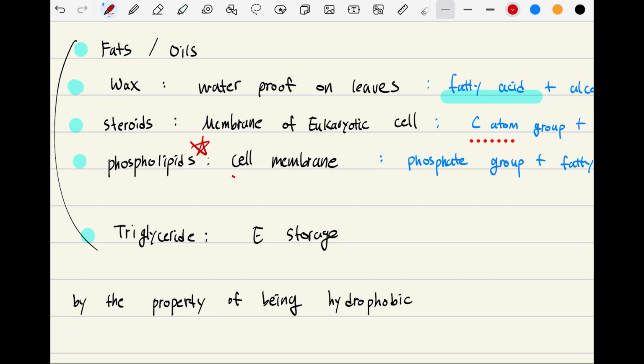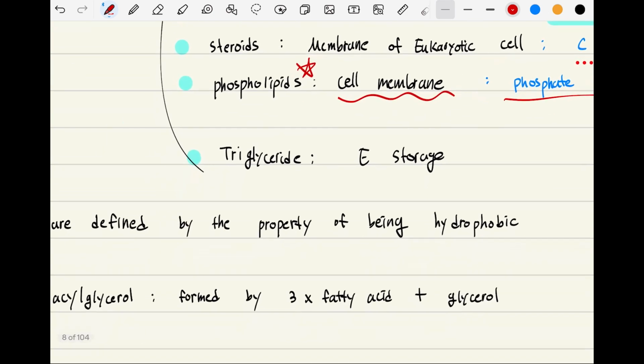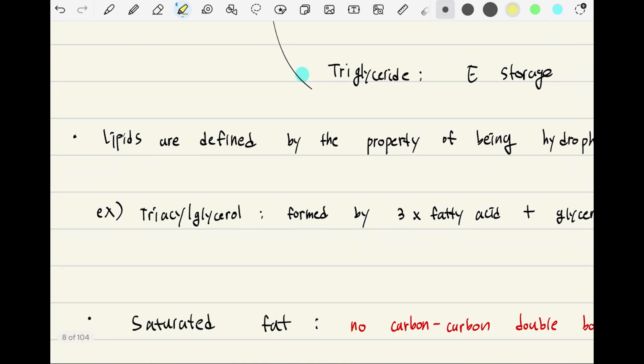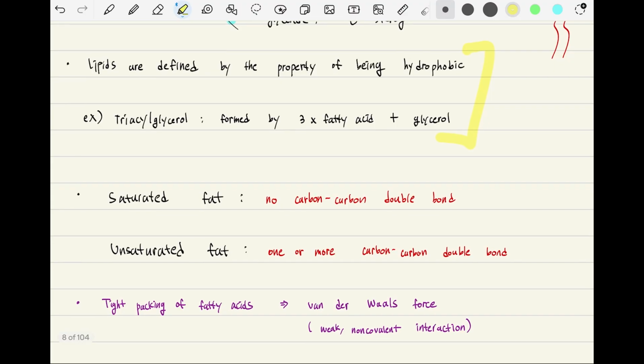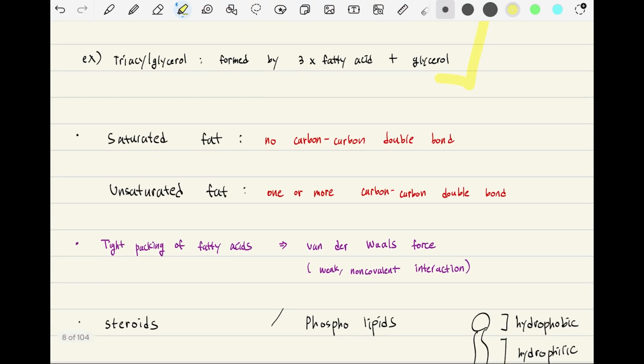They compose the cell membrane, and these are made of a phosphate group plus fatty acid plus glycerol, and they usually look something like this. And we're going to learn this in Unit 2. And triglyceride is just energy storage. Well, these are extra information that it's good to know. It's fine if you don't know. You just need to know that they're usually made of fatty acid and glycerol.